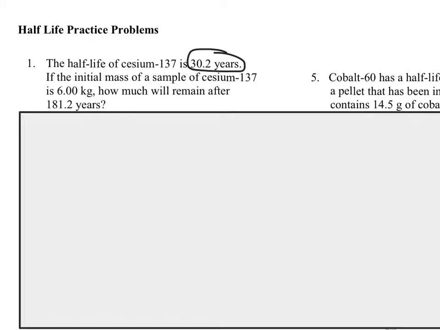It looks like the initial mass of the cesium-137 is 6 kilograms, so that would be our starting mass. We want to know after 181.2 years, how much of that 6 kilogram sample remains. So we want to know our final amount of kilograms. All right, well, let's do it.